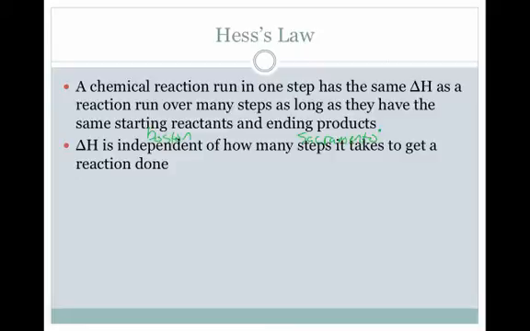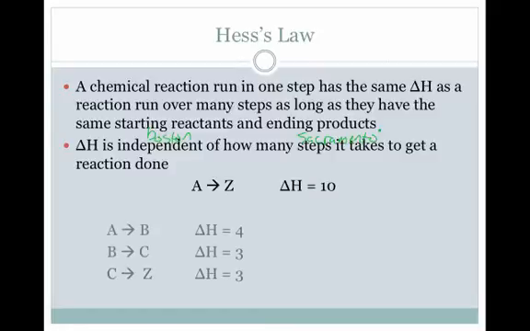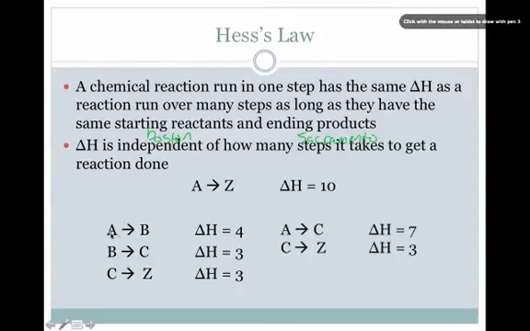And we can actually demonstrate this with a fake reaction here on the bottom. Let's say our chemical reaction has reactant A reacting to form chemical Z, and the delta H of this entire process is 10. We can show this reaction happening over many steps. Notice here we start with reactant A and it forms chemical B. Chemical B is then used in another reaction to form chemical C, and chemical C is then used in another reaction ultimately to form chemical Z.